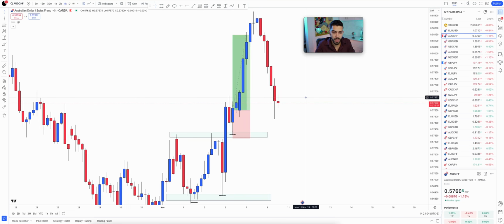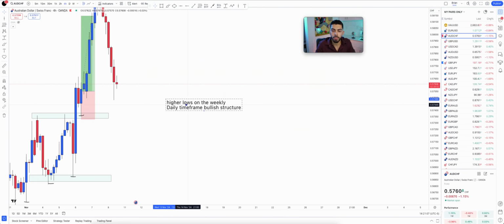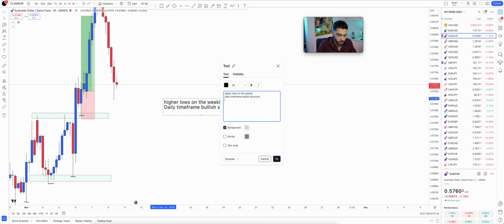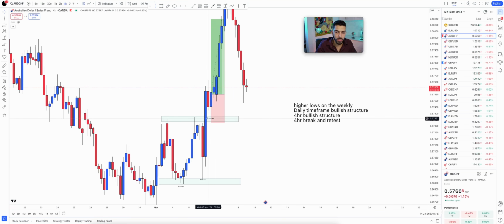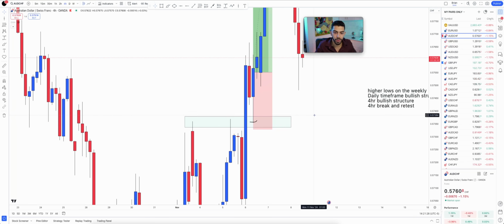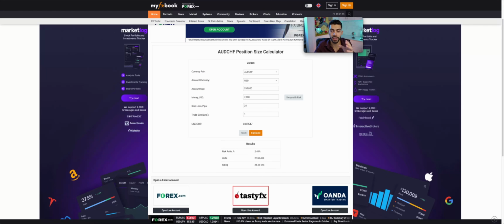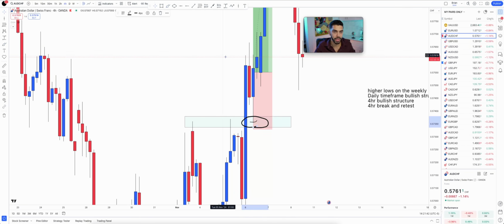So back to the breakdown. On the 4-hour time frame, what do we have? Bullish market structure. So we have 4-hour bullish structure. But more importantly, what we had, which is what made this trade very, very good, was a 4-hour break and retest. Because the market broke above this resistance and came back down and retested the zone. This is the point of the trade. This is why the trade was an A+ setup that I was comfortable with risking $7,000. That's why I took this trade.